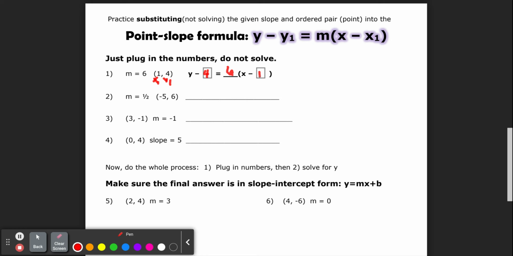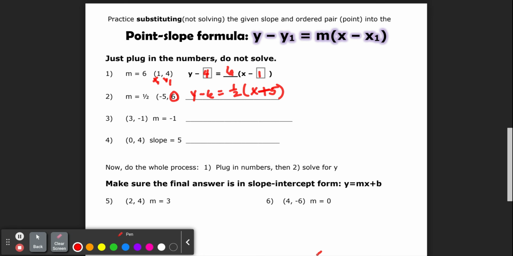All right, let's look at number 2. So we're going to have y minus, you know how I told you to when finding the slope, you circle the second number, and then that's what goes first, which is what goes on top in finding the slope. Well, this is kind of the same thing. If you circle the second number, that's what goes first. And then you have your 1/2 for your slope. And then x minus a negative 5, minus a negative 5 becomes a positive 5.